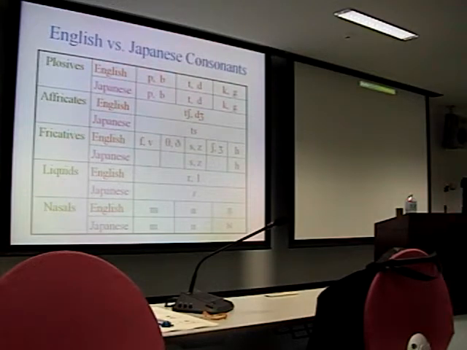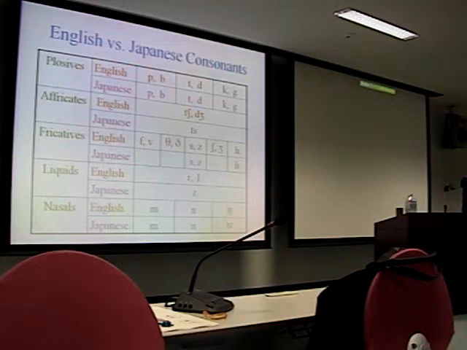And English has 3 nasals, and Japanese also has 3 nasals, but in the initial position, only M and N occur. And in the final position, N does not occur. So Japanese people often pronounce pan as pang, as a velar nasal instead of the alveolar nasal.